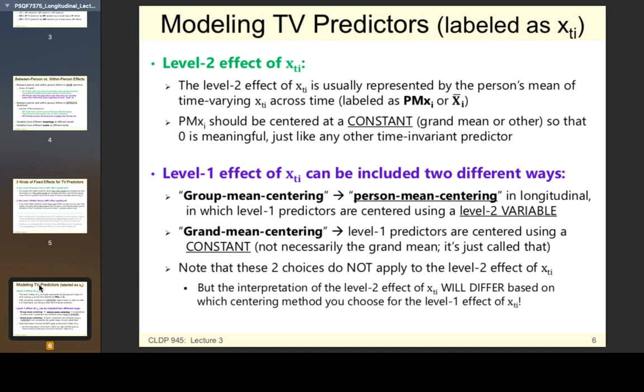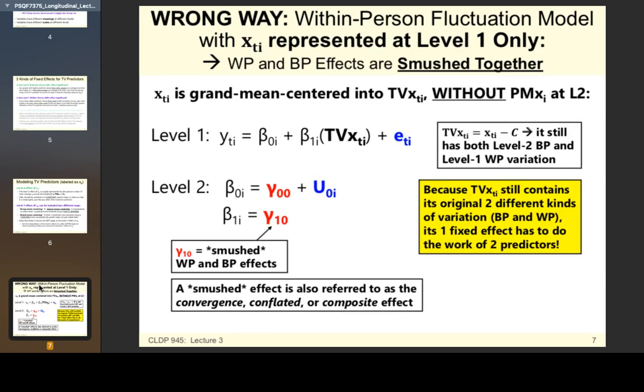Level 2 we'll set aside for right now because I want to show you what not to do. This is the wrong way.